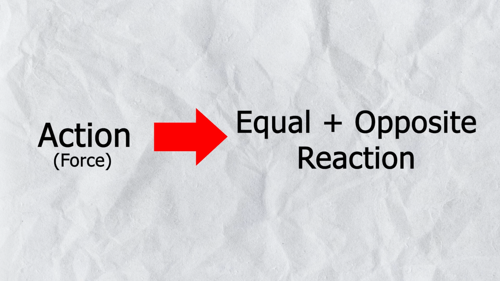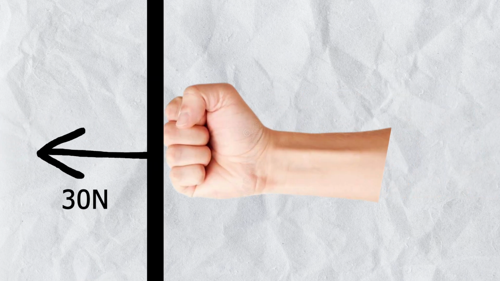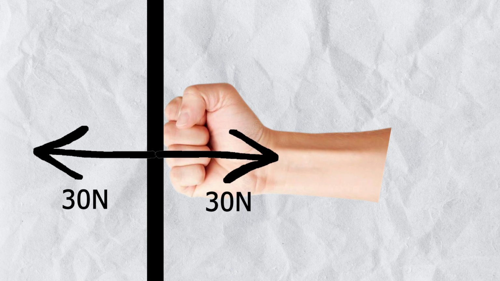Well, Newton's third law states that for every action or force, there is an equal and opposite reaction. For example, if you punch a wall with 30 newtons of force, the wall will exert 30 newtons of force back onto your fist. For Sonic, he's pushing the ground backwards, creating a forwards reaction. But what makes this a lot spicier is that Sonic is pushing the ground at an angle. The easiest way to find this angled applied force is to find both the horizontal and vertical components of the applied force. Let's start with the horizontal applied force.